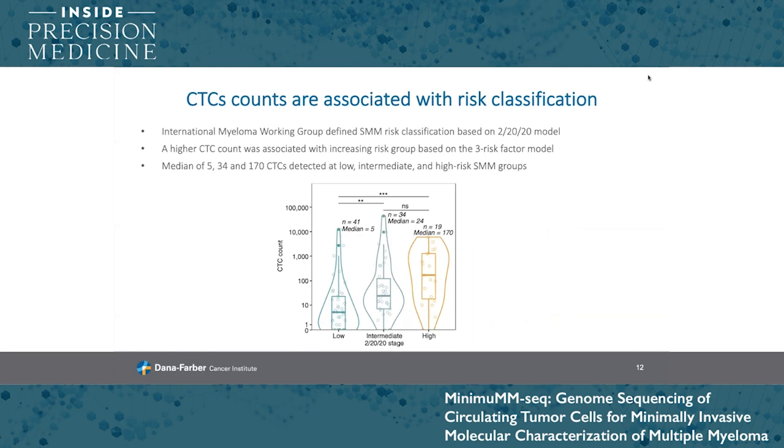This model relies on the bone marrow plasma cell percentage, M-spike level, and free light chain ratio to assign a risk classification to patients. A higher CTC count was associated with increasing risk group based on this three-factor model, with a median count of 5, 34, and 170 CTCs detected at the low, intermediate, and high-risk smoldering myeloma groupings. We found that CTC counts were significantly elevated at the intermediate and high-risk group compared to the low-risk grouping.